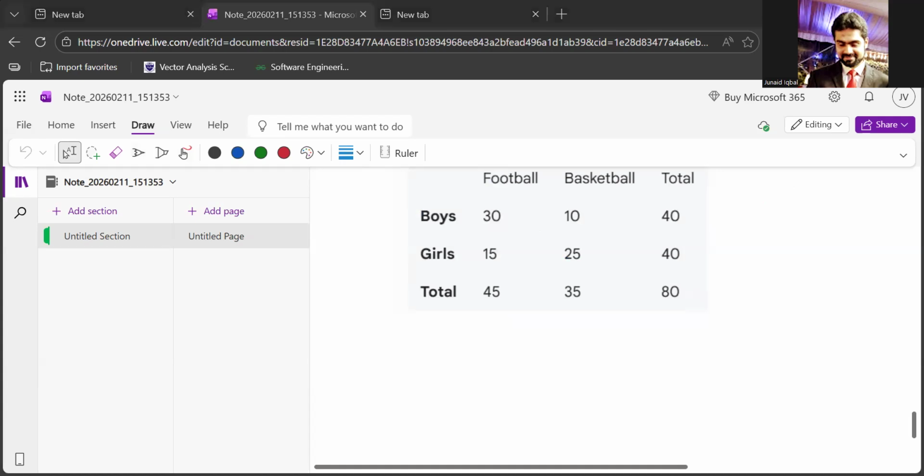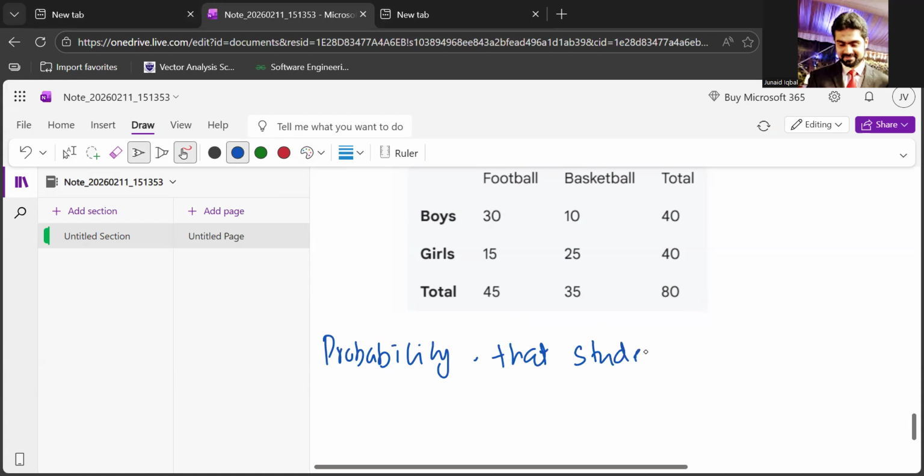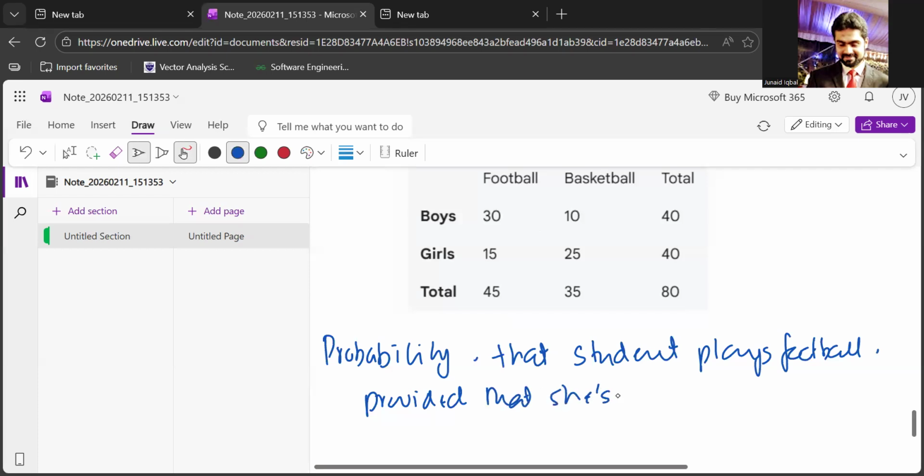So let's say you have been asked to find the probability that a student plays football, provided that she is a girl. Okay, so being a girl is the condition and she's playing football.